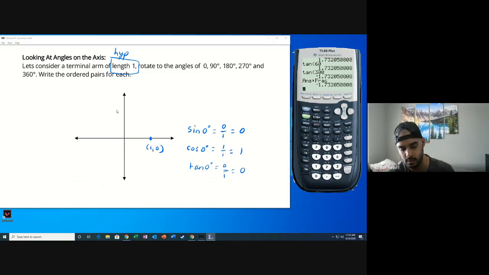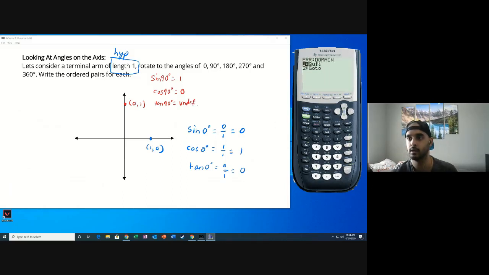Let's rotate that up to 90 degrees. My point changes. It becomes 0 for my x coordinate, 1 for my y coordinate. Same idea. Let's use the values of those 2 points to come up with our relationship. So again, remember that sine is going to be y over your hypotenuse. So 1 over 1, sine of 90 is 1. Cosine of 90, x over your hypotenuse, cosine of 90 is 0. Tangent 90, that's going to be y over x. So 1 over 0, that's undefined. Check it out on your calculator. Tangent 90, error. Doesn't work.